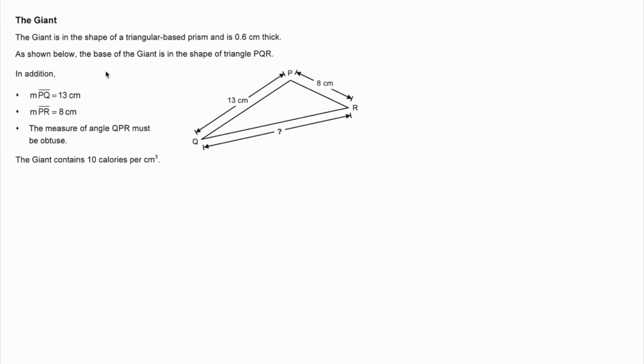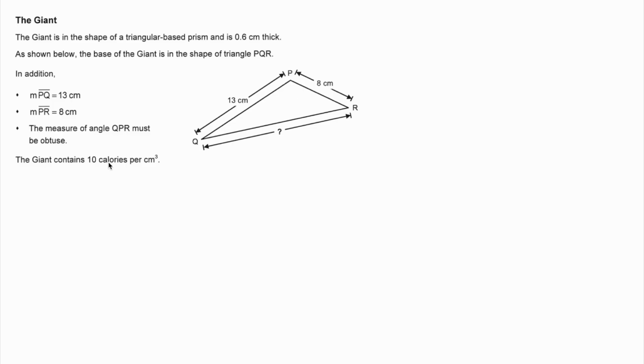The giant is in the shape of a triangular base prism and is 0.6 centimeters thick. As shown below, the base of the giant is in the shape of triangle PQR. In addition, the measurement of line segment PQ is 13 centimeters. The measurement of line segment PR is 8 centimeters. The measurement of angle QPR must be obtuse. It's got to be greater than 90 degrees and less than 180 degrees.